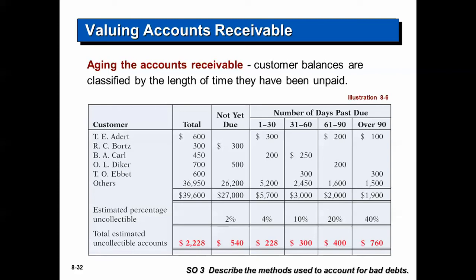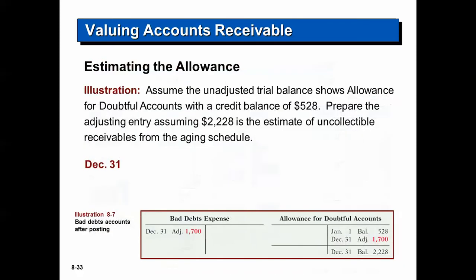They're saying set the allowance. This is important. Set the allowance for doubtful accounts at 2,228. Well, in order to set the allowance, we have to look at how much is in there. Now, last year we had set up the allowance for doubtful accounts for I don't know how much. And every time somebody went under, we wrote it off, we debited the allowance. At the end of the year, we have 528 still in the allowance for doubtful accounts.